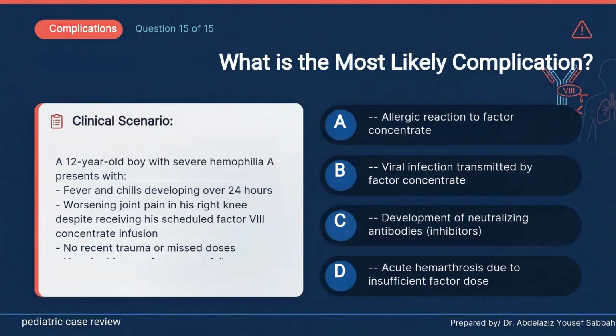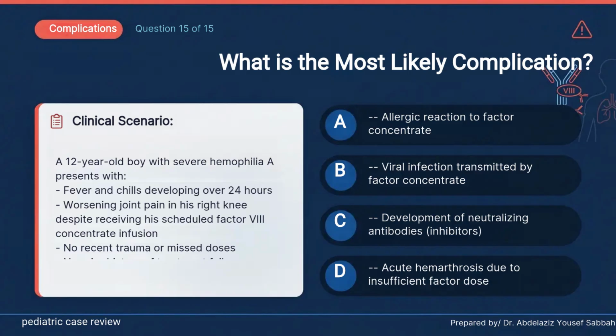Case 15. A 12-year-old boy with severe hemophilia A presents with fever and chills developing over 24 hours and worsening joint pain in his right knee despite receiving his scheduled factor VIII concentrate infusion. There is no recent trauma or missed doses. No prior history of treatment failure. He has been on factor replacement therapy for several years. What is the most likely complication?